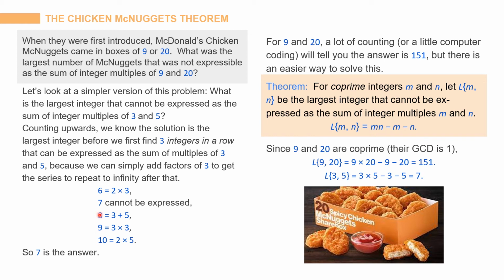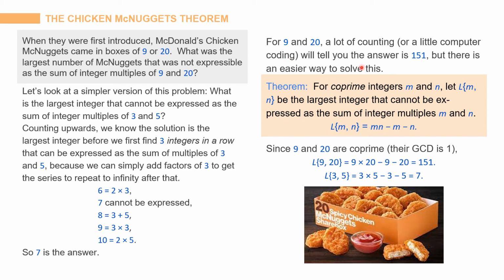For 14, I just add 2 3s to 8. So 7 is clearly the answer. For 9 and 20, a lot of counting or a little computer coding will tell you the answer is 151. But suppose you don't have access to a computer in this math contest, and we don't feel like wasting all of our precious time counting.